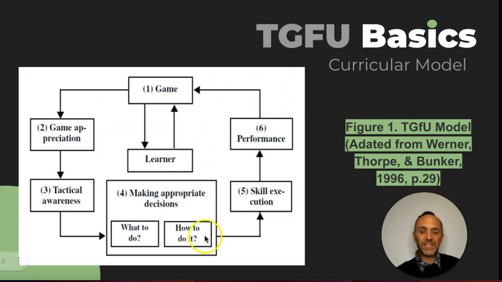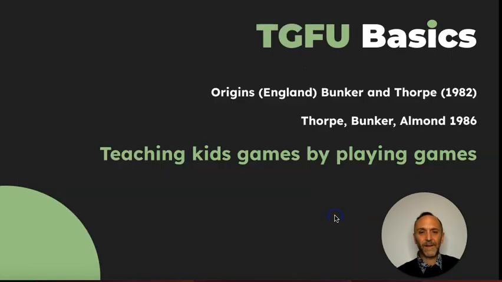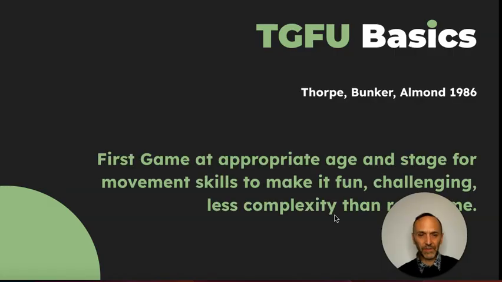Once you see this performance, you see them spreading out, now they're ready for a deeper level of complexity. And this does come from a paper from Werner, Thorpe, and Bunker. Bunker joined the group later on in the cycle. So again, some words from Bunker, Thorpe, and Almond: teaching kids games by playing games. If you were to summarize it all in a single sentence, that's what it would be.